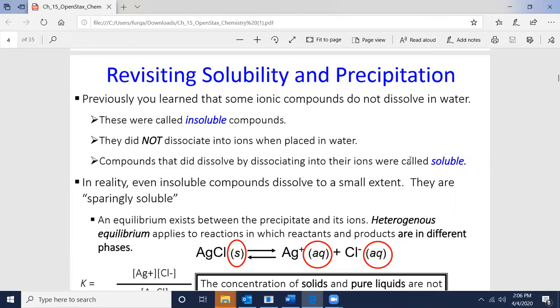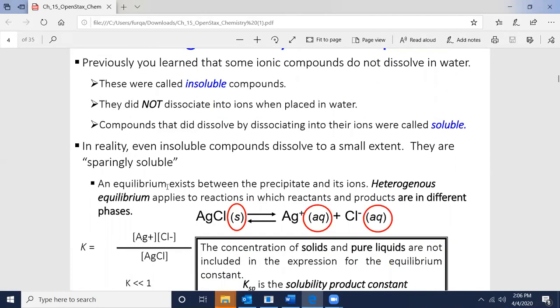Why? Because the positive is going to go with the negative end of the water, and the negative is going to go with the positive end of it. We have discussed that plenty of times, so that's not the case here. An equilibrium exists between the precipitate and its ions. When the solid dissociates, definitely they're going to go into an equilibrium state, okay?